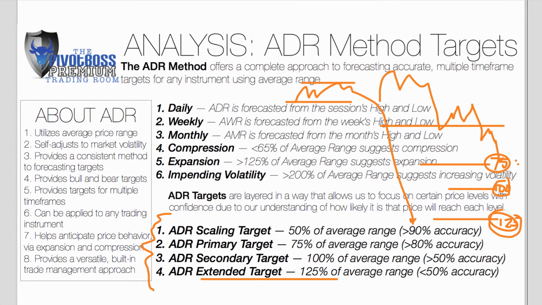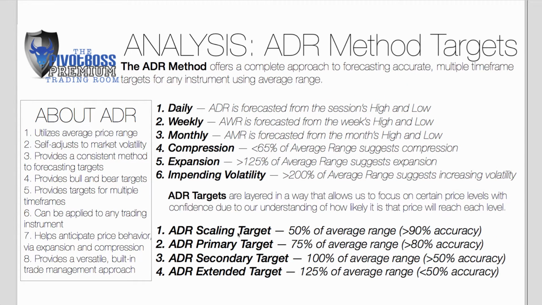So each of these has a certain percentage of accuracy. In the back test that I tested on, the 50% target had an average of over 90% accuracy of being reached. One of the targets, either the bull or bear, in a given day. One of the targets, bull or bear, at 75%, is usually reached over 80% on a given day. The 100% range was 50% accuracy, more about 55 or so, and then the extended target was less than 50% of being reached on any given day.